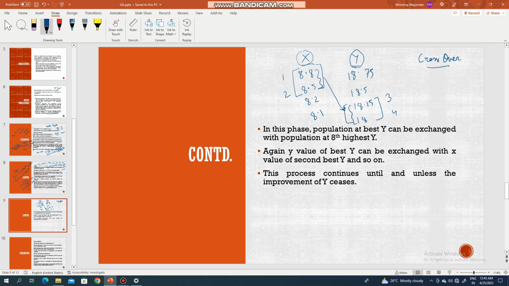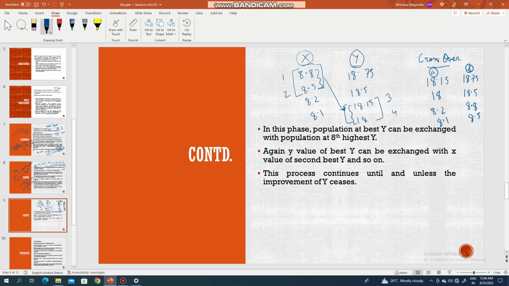So the new population will be like this: 18.15, 18, 8.2, 8.1. And one more new population will be created due to this exchange: 18.75, 18.5, 8.8 and 8.5. Now this is one new population, and this is another new population.